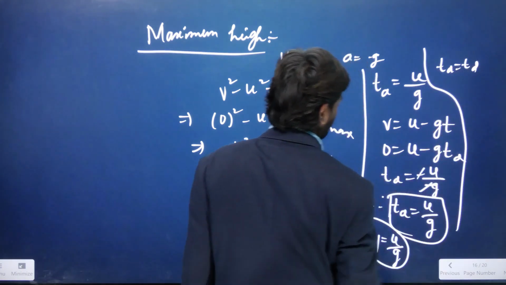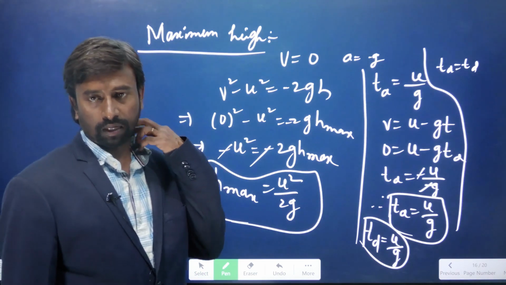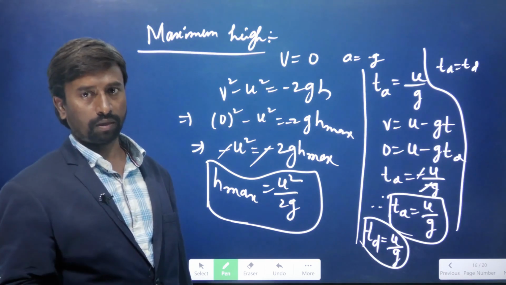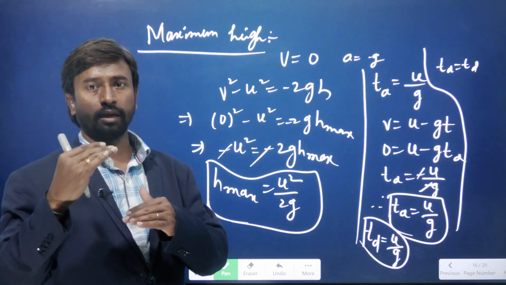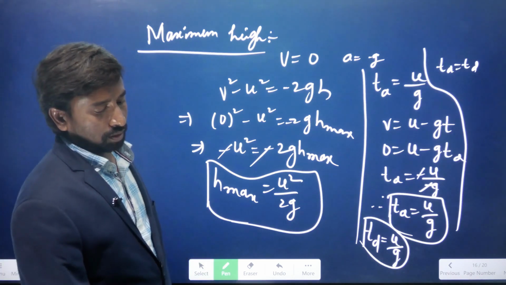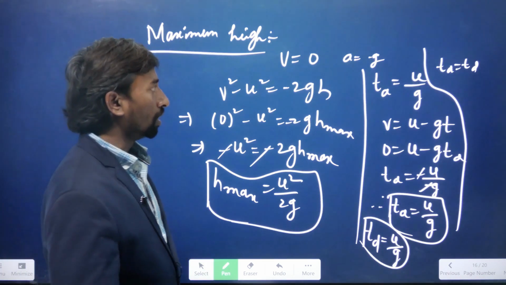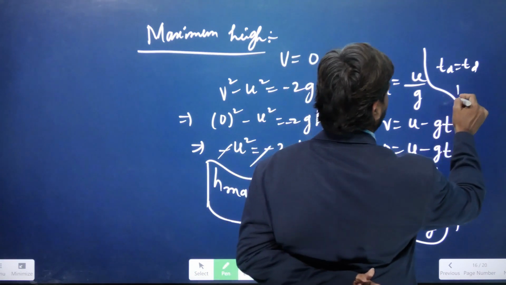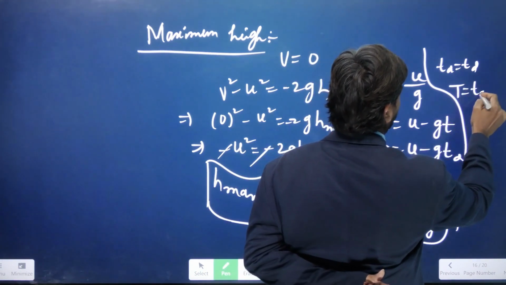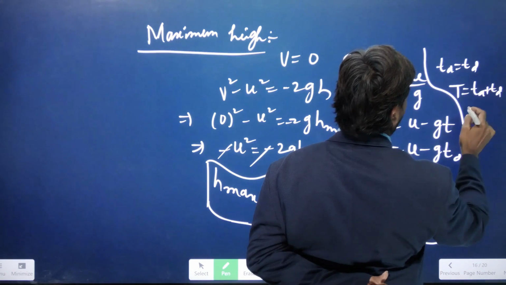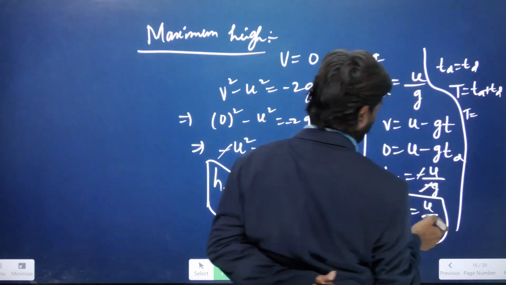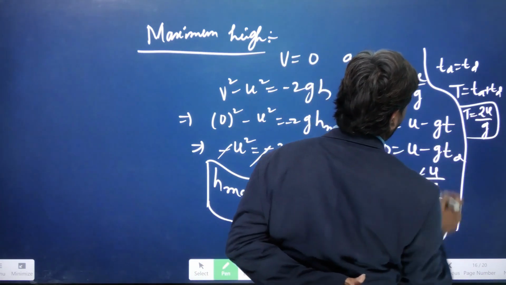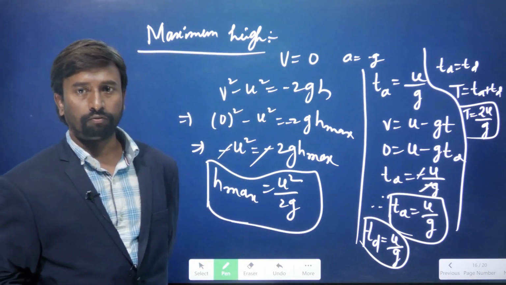Now, the total time of flight. Whenever a body is thrown vertically upward, it reaches the maximum height and from there it falls down. The time for which the body stays in the air is called the time of flight, or the total sum of the time of ascent and time of descent is called the time of flight. It is denoted by capital T. It is nothing but Ta plus Td. If you write these two values here, we get 2u by g. This is called the time of flight formula.